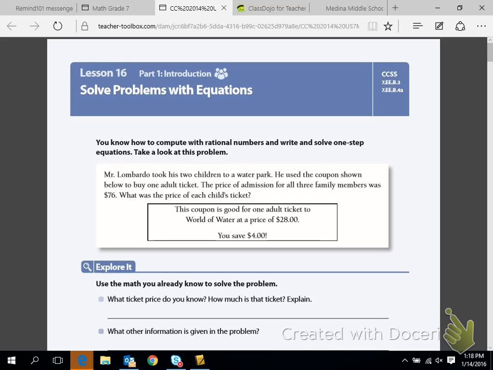important information. Some important information within this problem is that we're taking 2 children to a water park. We're going to use a coupon to buy one adult ticket. The price of admission for all 3 family members, so the price for 3, was $76. And we're looking for the price of each child's ticket. Our coupon says that one adult ticket is $28. So all of this information, if you were just to focus on that, would state 2 children and one adult ticket. The price for all 3 is $76. We want to know the price of each child's ticket if one adult ticket is $28.